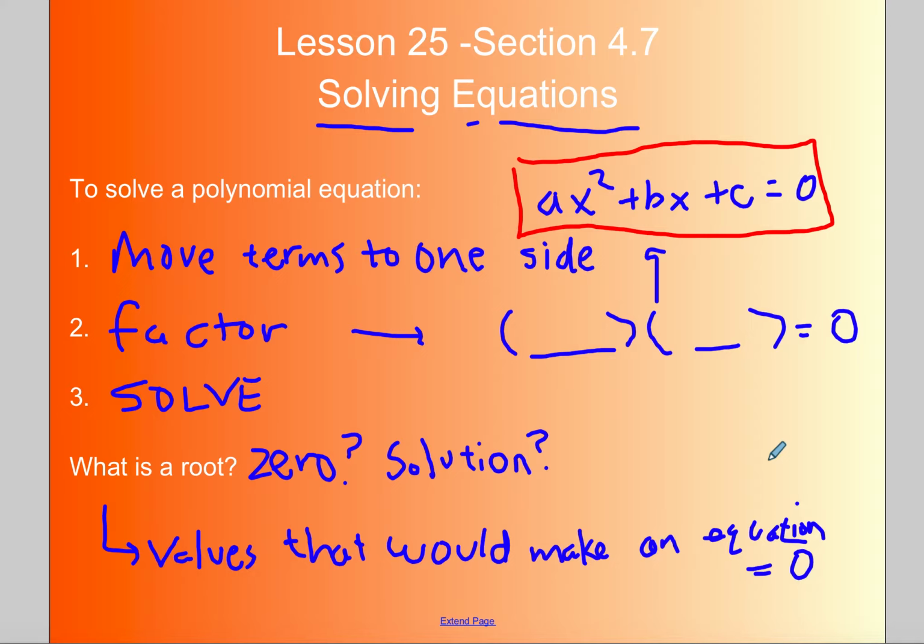While that might not seem very useful, it's extremely useful. Understanding what values I could plug in for x right here that would make this whole thing equal to 0 is a very, very helpful thing, both in terms of our understanding for math, but also in terms of our understanding of physics, architecture, chemistry and biology. So what we're going to do is walk through these steps with a few examples.